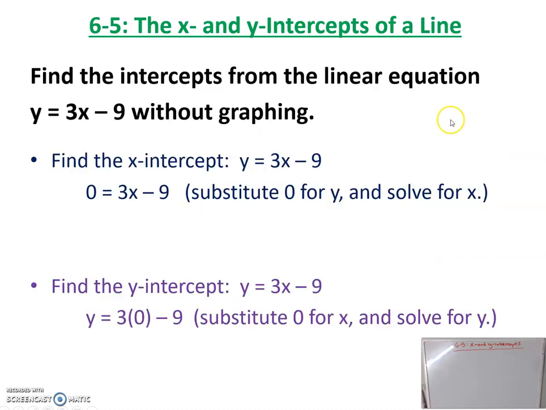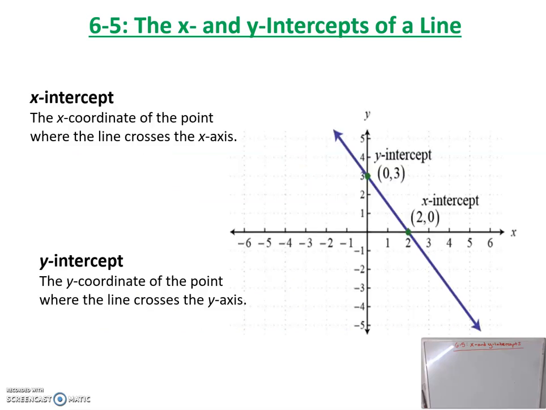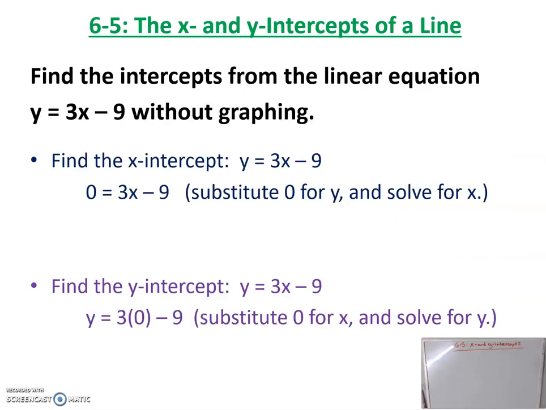Here we go. So my next set of directions says, find the intercepts from the linear equation y equals 3x minus 9 without graphing. So in this last example here, they gave us a graph. This is really easy to tell what the x and y intercept is, right? You just look at the graph, and again, the x-intercept is 2, the y-intercept is 3. But here, they're not giving us a graph, they're just giving us a linear equation, y equals 3x minus 9. And they want you to come up with the x and y intercepts.